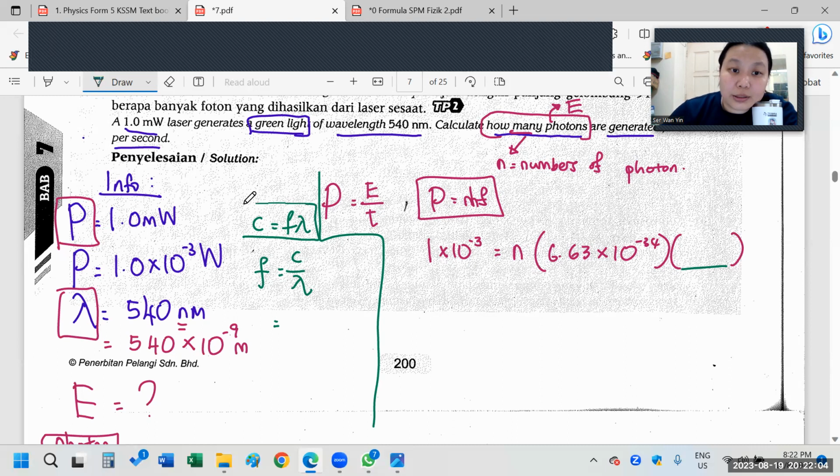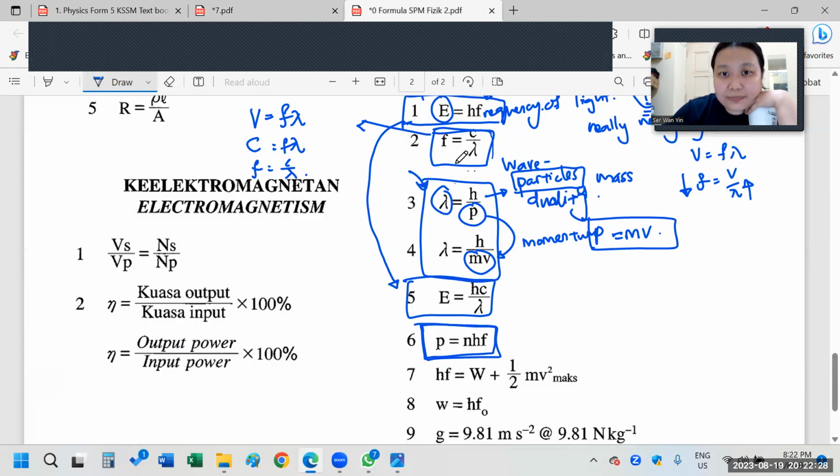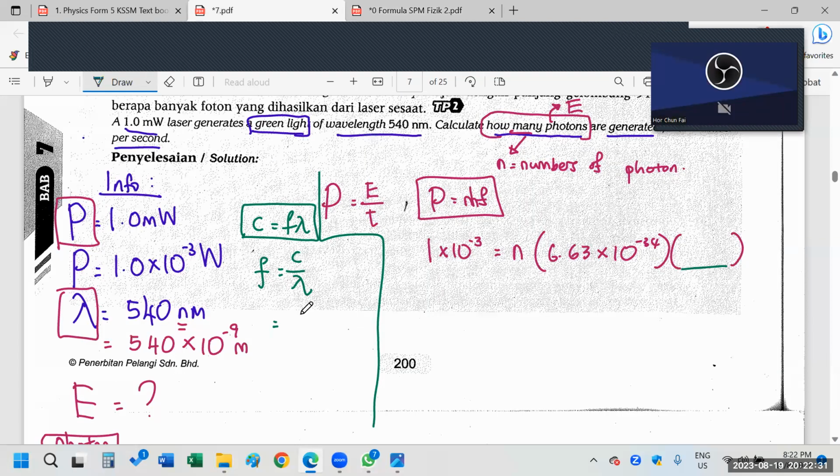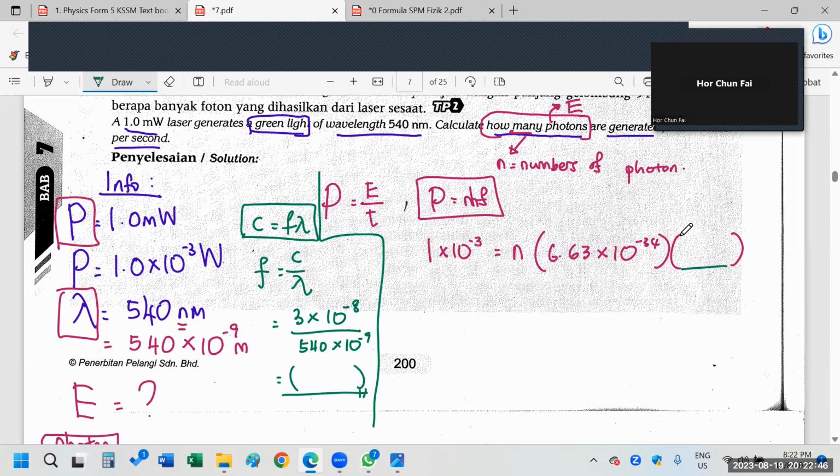Okay, so I always encourage you all to remember the original formula. Then we derive it ourselves. So we can memorize fewer formulas. Okay, or you can just find it here. Okay, so now c is 3 times 10 to the power of 8 divided by 540 times 10 to the power of negative 9. So you will get the f, then you substitute back here.